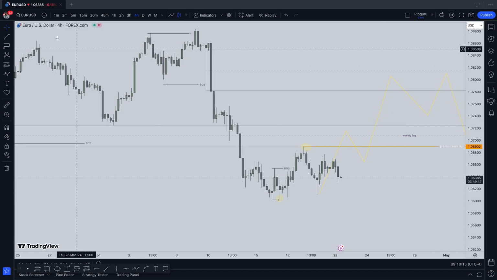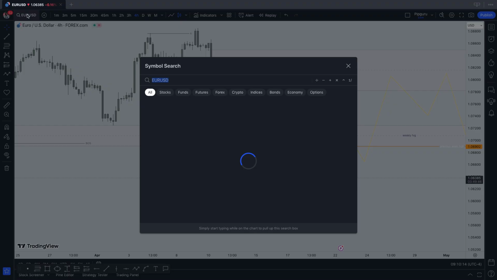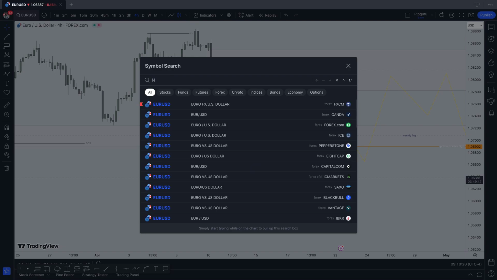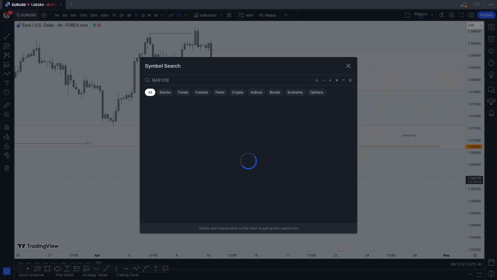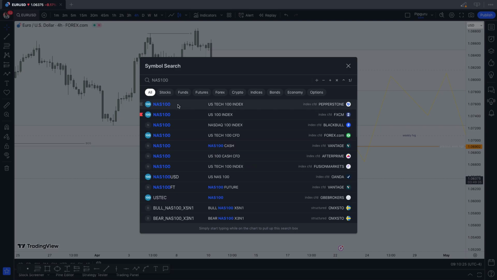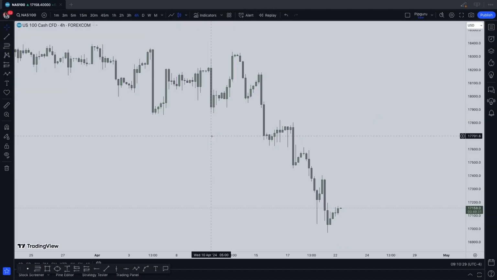Let's go on to NAS 100 now and see what we can see for that pair. So NAS 100. And if you have an outlook as well, you can go ahead and comment it down below. Let me see if you're seeing different price action, because everybody views the market differently. Alright.